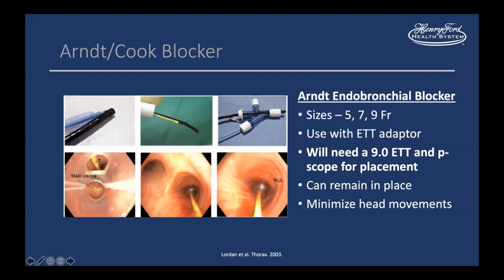Usually you go through the ET tube. Here they picture the balloon outside the ET tube, which is a maneuver you can do, but you'd have to drive it through the vocal cords, and the majority of the time we just go through the ET tube. Again, the benefit here is that once you inflate the balloon, you can pull out your bronchoscope and this balloon can stay in place. Similar to when you use a main stem intubation, you want to minimize head movements. The balloon is connected through the ET tube through the adapter, so you really don't want to dislodge it.